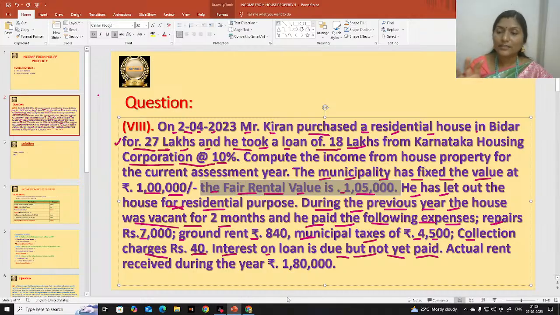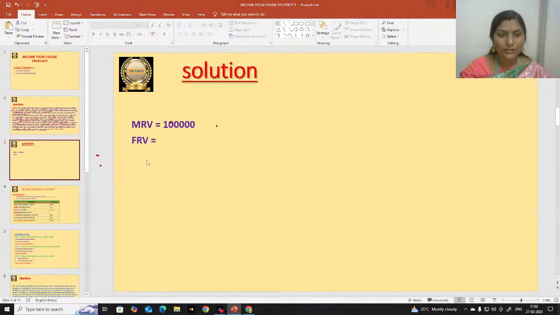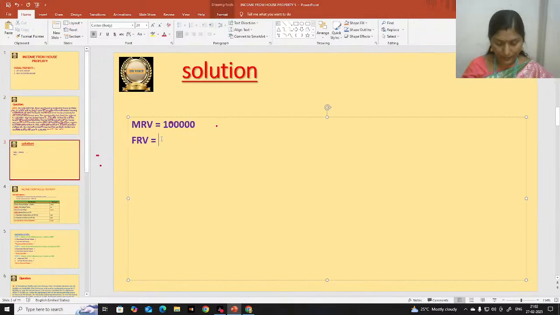So it is 1,05,000. If it is given as 1,05,000 and they did not mention anywhere whether it is for 1 month or for 1 year, then we can assume that it is for 1 year, because MRV, FRV, ARV and SRV, these all we should take for 1 year only. So let us go and record FRV 1,05,000 here.